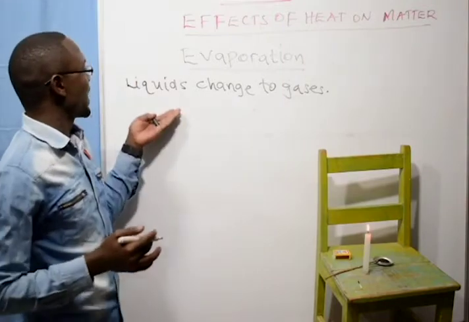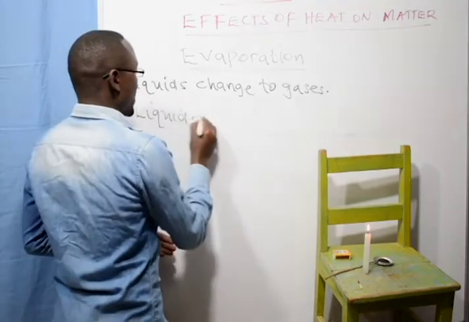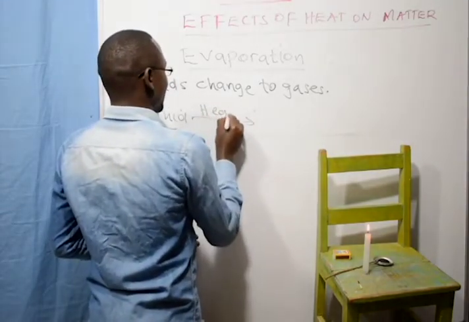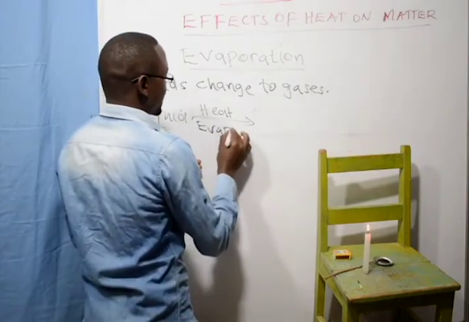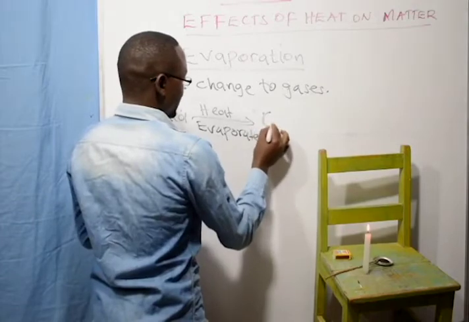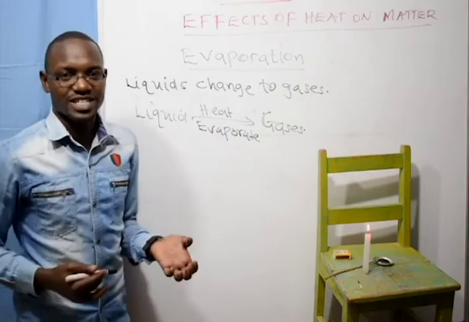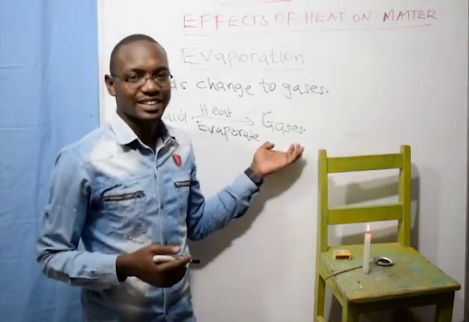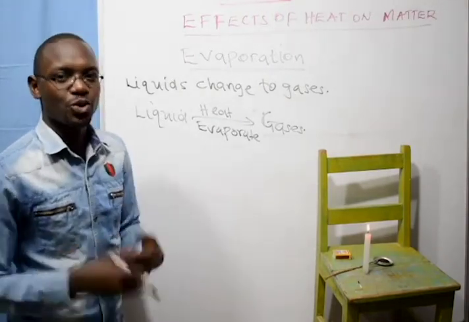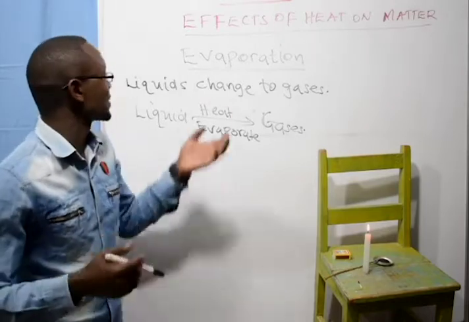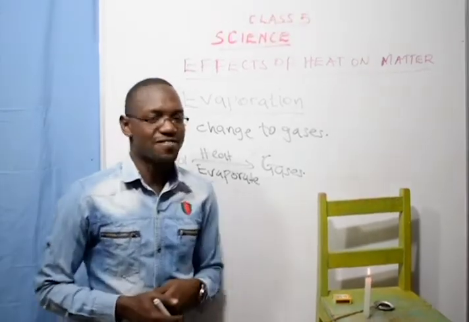And we've seen very well that after heating liquids, so this is a liquid, once you heat, they evaporate, then they turn to gases. So when a liquid is heated, it will evaporate and change to gas. So how do we change liquids to gases? The process through which liquids change to gases is called evaporation, and that's all about evaporation.